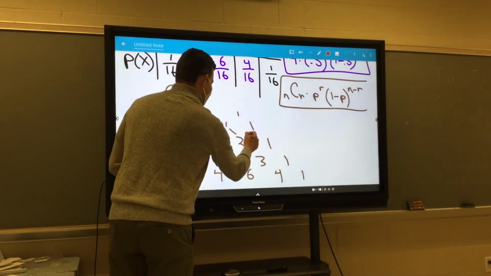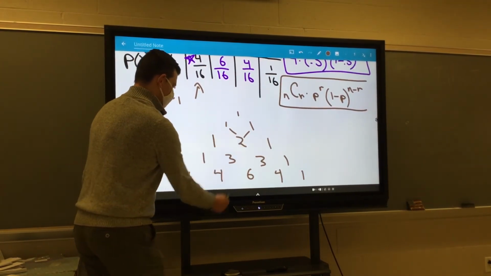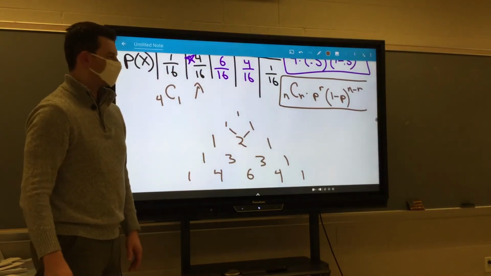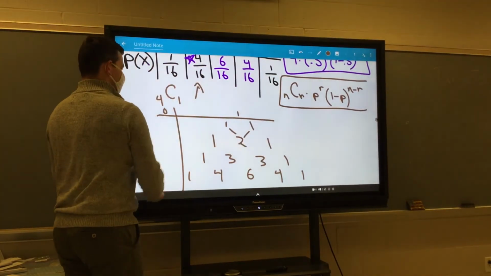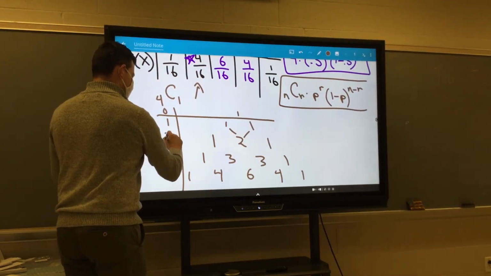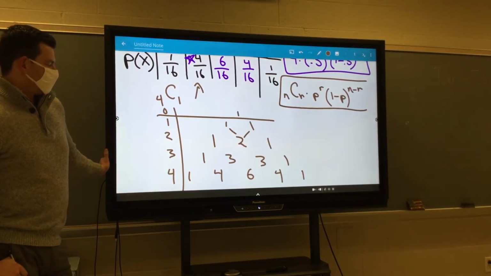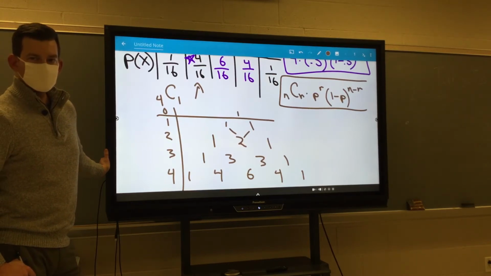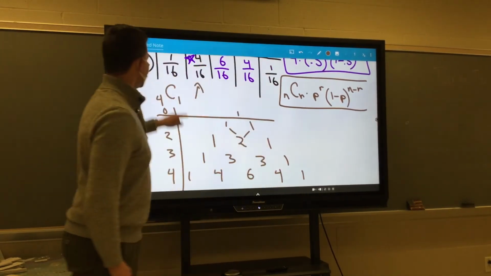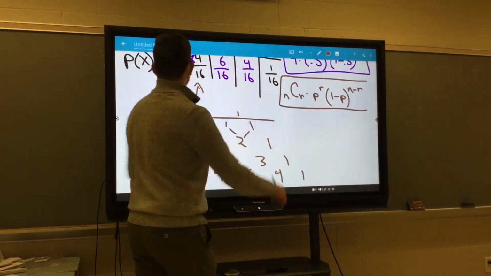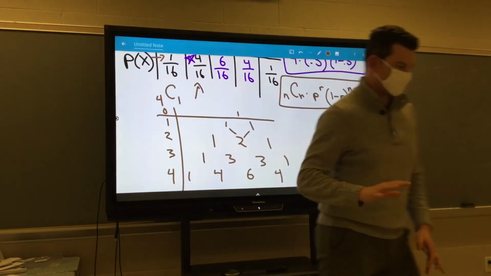Pascal's triangle has nothing but ones on the outside. And on the inside, it's the sum of the 2 diagonal numbers. So 1 plus 1 is 2, 1 plus 2 is 3, 3 plus 3 is 6, and so forth. This is the 0th row of Pascal's triangle. The first row, the second row, the third row, the fourth row. We are doing 4 coin flips. 1, 4, 6, 4, 1. 1, 4, 6, 4, 1 up there. Okay? That is not a coincidence.